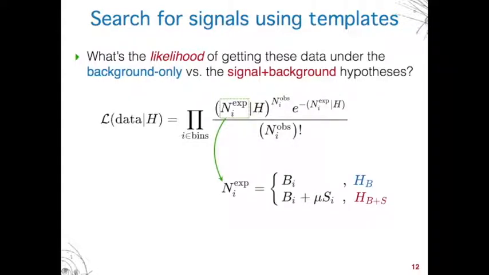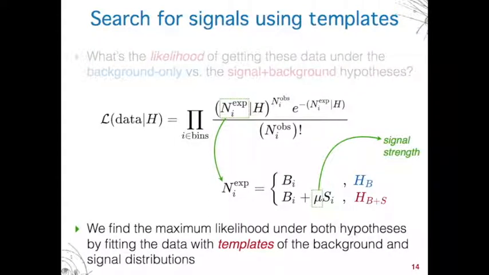If you're testing the background plus signal hypothesis, now you expect to have some signal events multiplied by this parameter we call the signal strength, which essentially modulates the peak, the contribution from the signal. So we find the maximum likelihood under both hypotheses by fitting the data with templates, basically expectations for what the background and signal should look like.